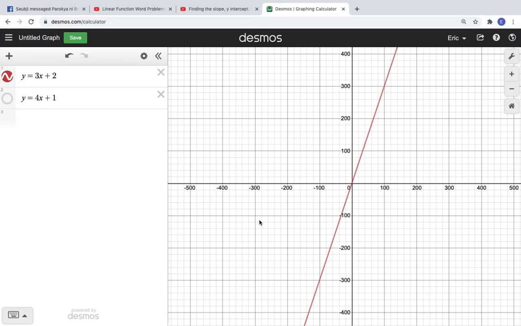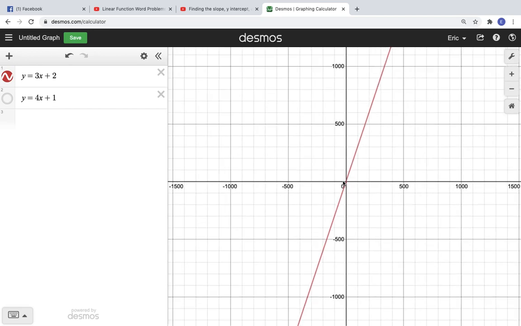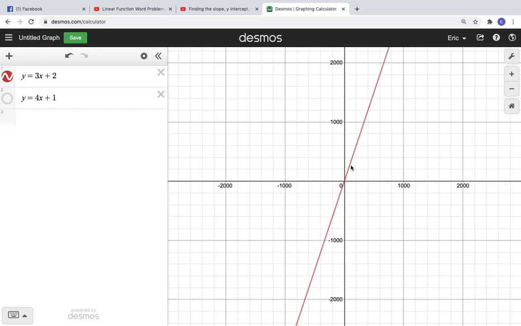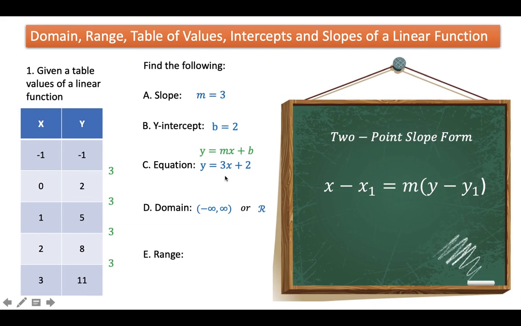And for our range, since range covers the upward and downward of our xy plane, if we're going to zoom out, it extends indefinitely. Okay, so it means it also covers the up and down, the positive y and the negative y of our xy plane, given this equation. So it means our range is also negative infinity to positive infinity, or R for real numbers.